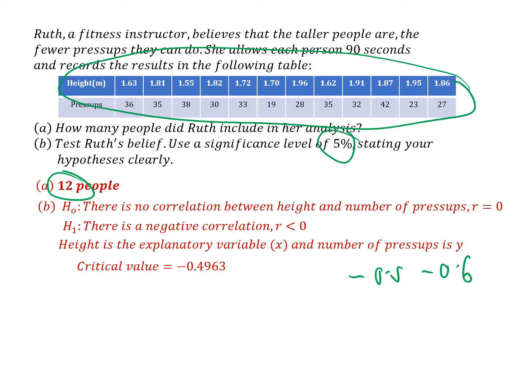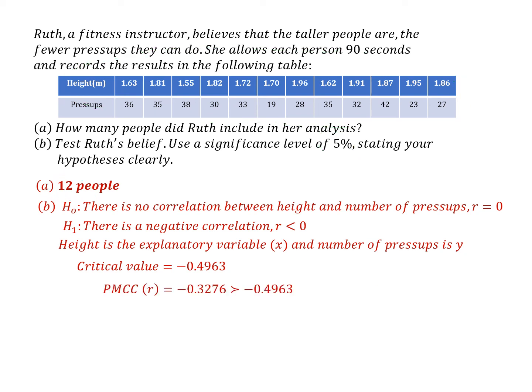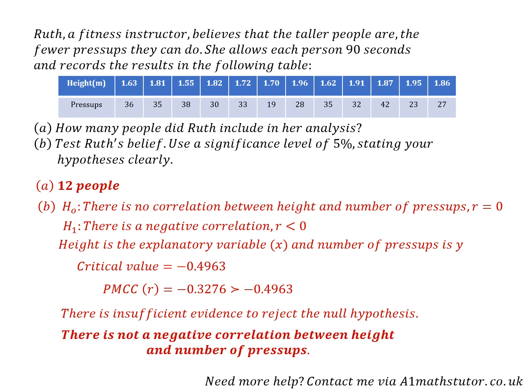So we pop all of that data into our calculator, and the value of R that we calculate is minus 0.3276, which is bigger than minus 0.4963. It's not in the critical region. And so there's insufficient evidence to reject the null hypothesis and indeed to accept the alternate hypothesis. So there is not a negative correlation between height and number of press-ups based on this sample, Ruth's sample of 12 people. Okay, there we are.